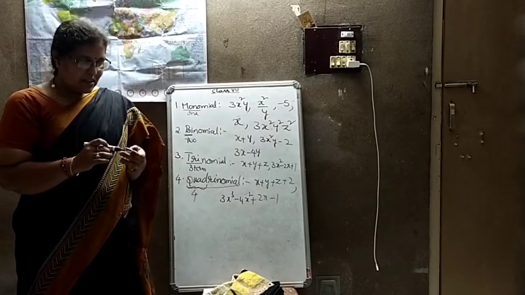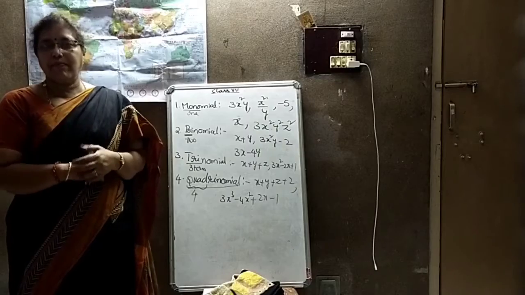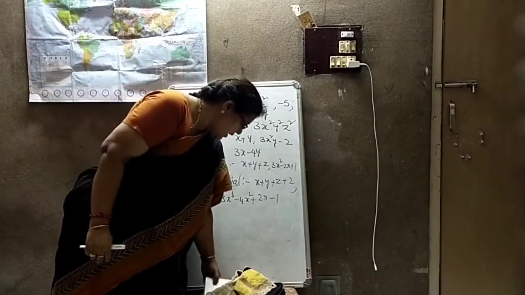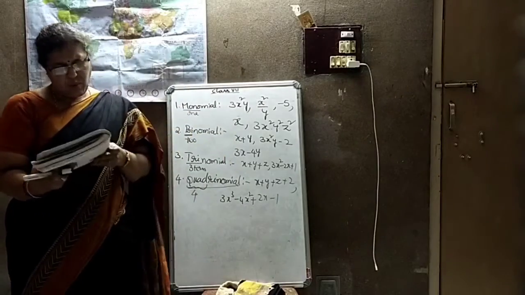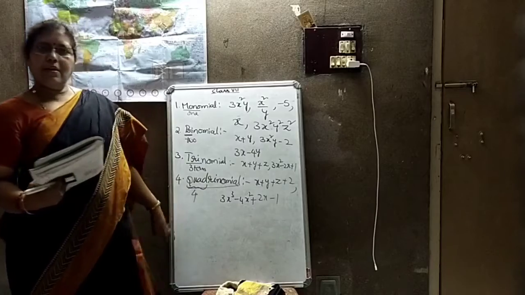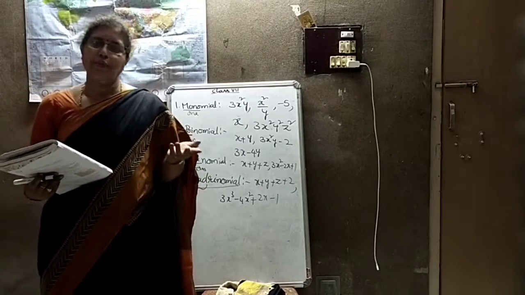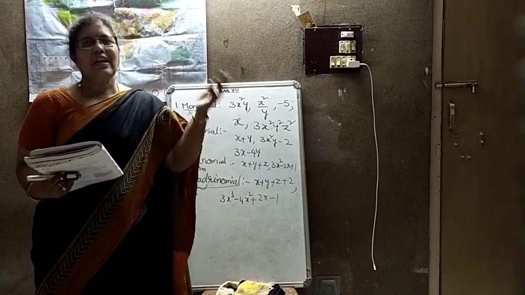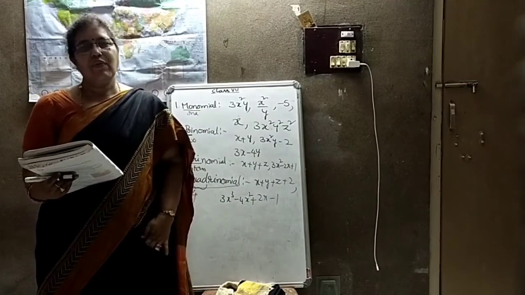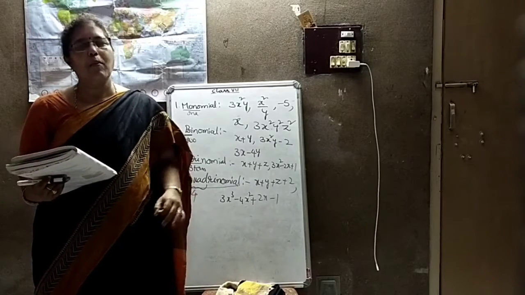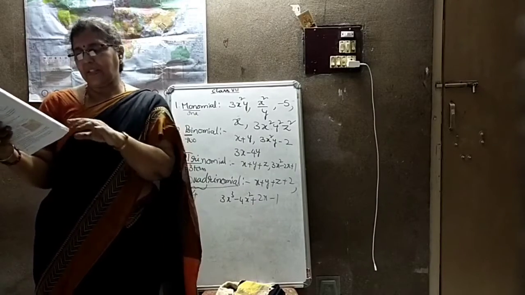So this is about the types of algebraic expressions. We are talking about four terms, but sometimes we will get more than 4. In such a case, what do we call that expression? We call it a polynomial. See the definition once.